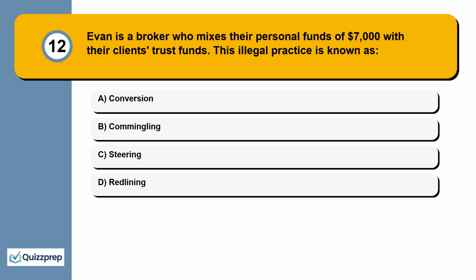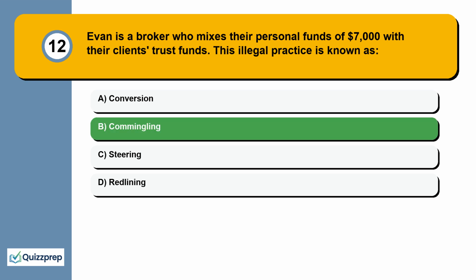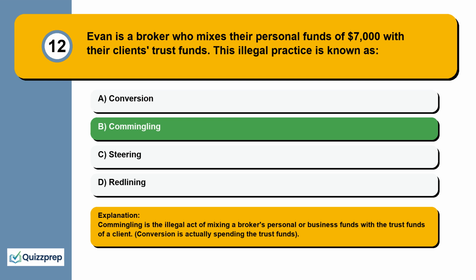Question 12. Evan is a broker who mixes their personal funds of $7,000 with their clients' trust funds. This illegal practice is known as conversion, commingling, steering, redlining. Commingling is the illegal act of mixing a broker's personal or business funds with the trust funds of a client. Conversion is actually spending the trust funds.